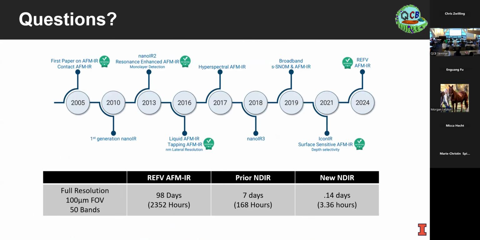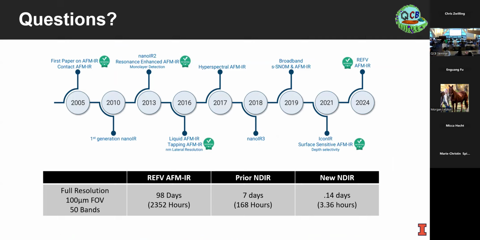And I'll just end on this slide showing the timeline of current state-of-the-art AFM-IR systems and their progress to date. But the newest system is essentially exactly the same as everything I've shown, except it is now 700 times faster than our current system.